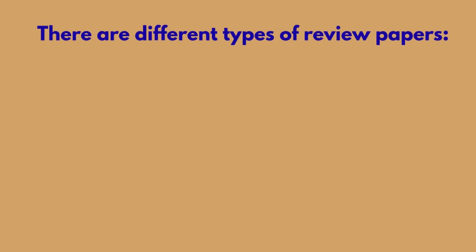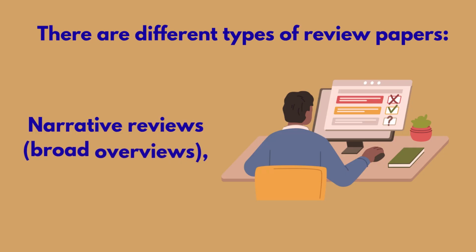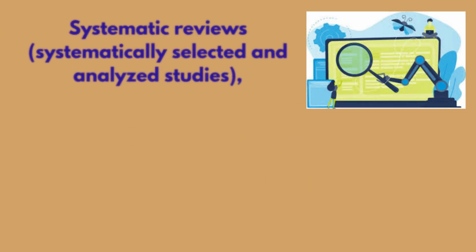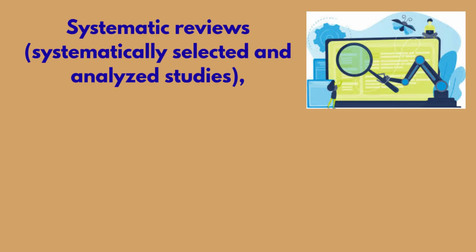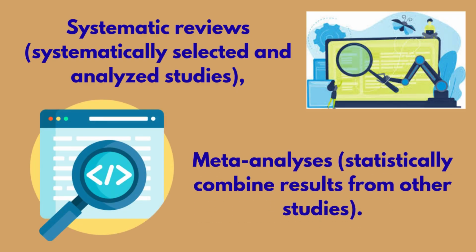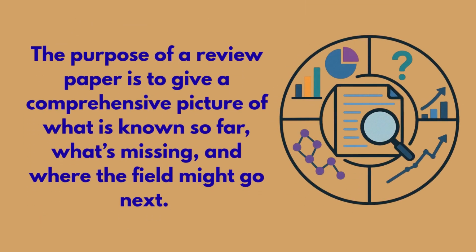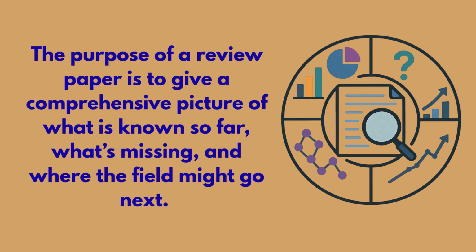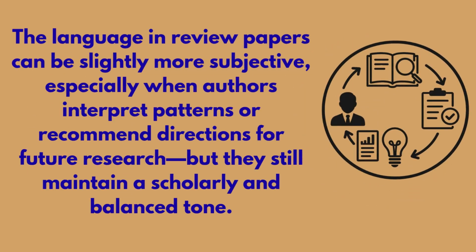There are different types of review papers: narrative reviews, broad overviews; systematic reviews, systematically selected and analyzed studies; and meta-analyses, statistically combined results from other studies. The purpose of a review paper is to give a comprehensive picture of what is known so far, what's missing, and where the field might go next. The language in review papers can be slightly more subjective, especially when authors interpret patterns or recommend directions for future research, but they still maintain a scholarly and balanced tone.